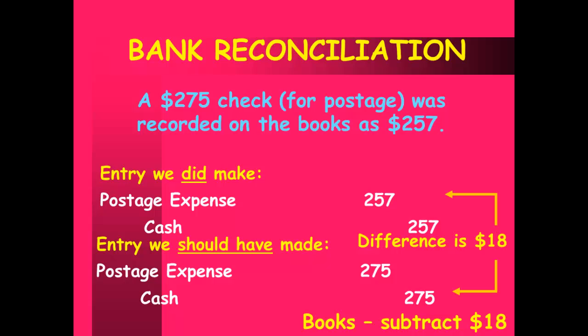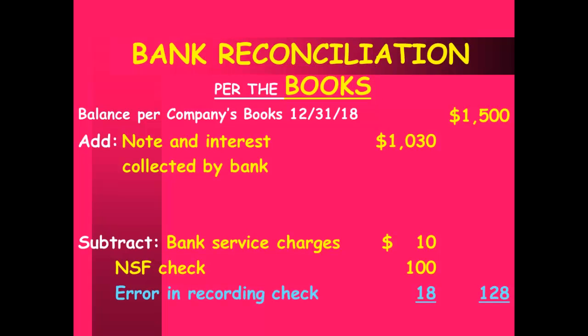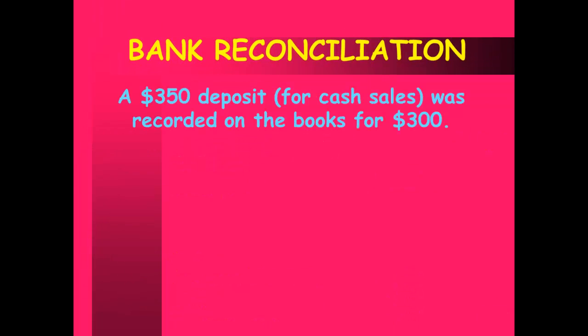So we're going to subtract this on the book side. Under the subtract part, we'll put the error in recording the check of $18. Well, if that wasn't bad enough, Barney's got another mistake. This one deals with the deposit. The deposit was really for $350.